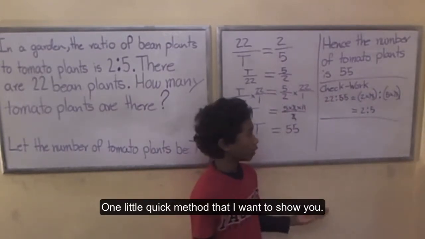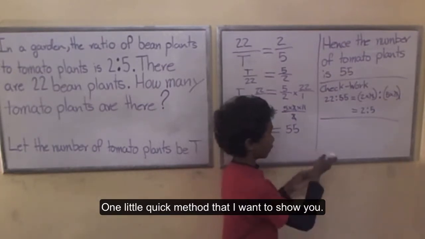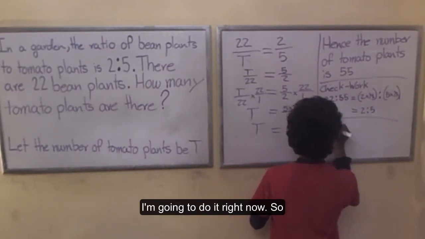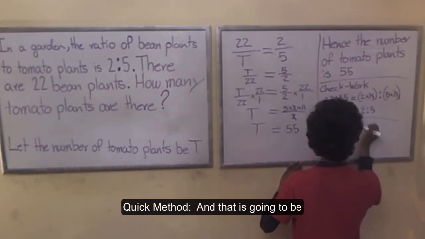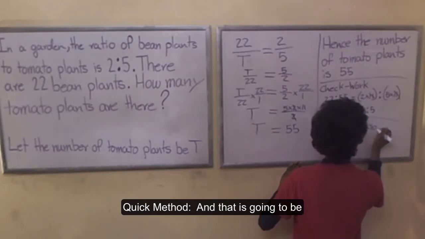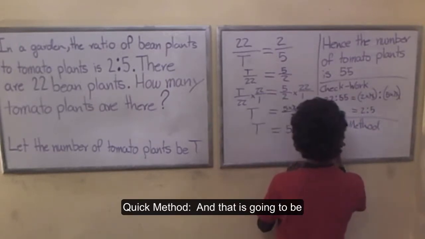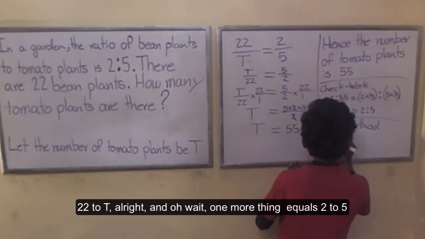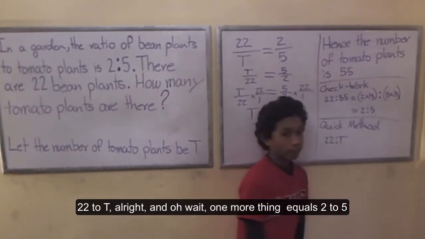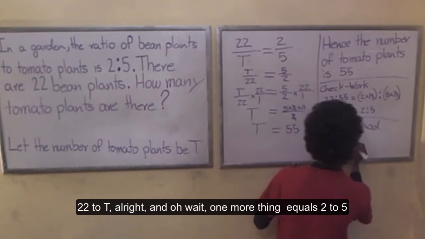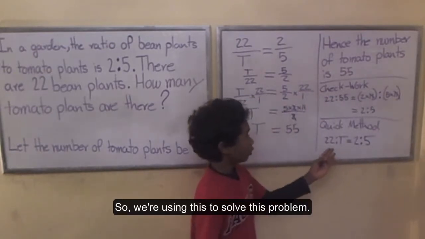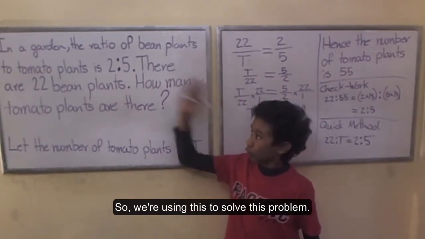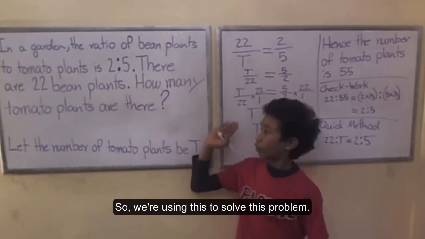Alright, one little quick method that I want to show you. I'm going to do it right now. Quick method. And that is going to be 22 to T equals 2 to 5. And to do so, we're using this to solve this problem.